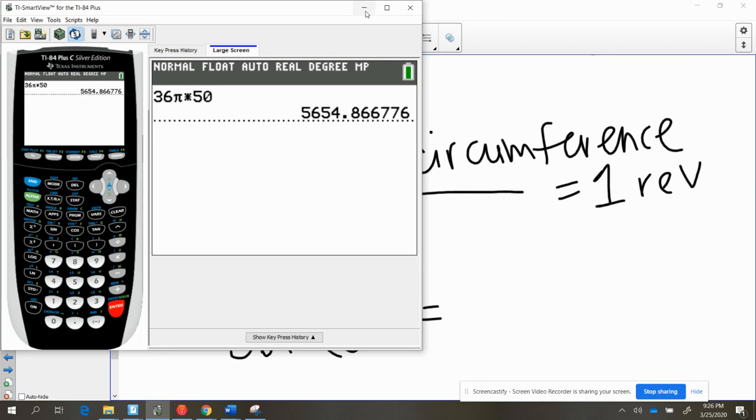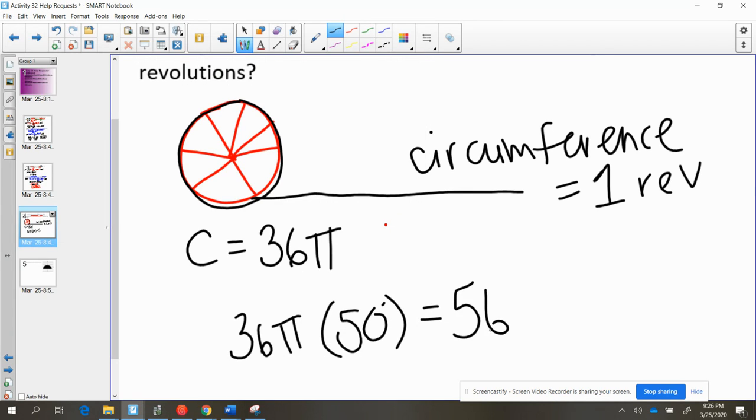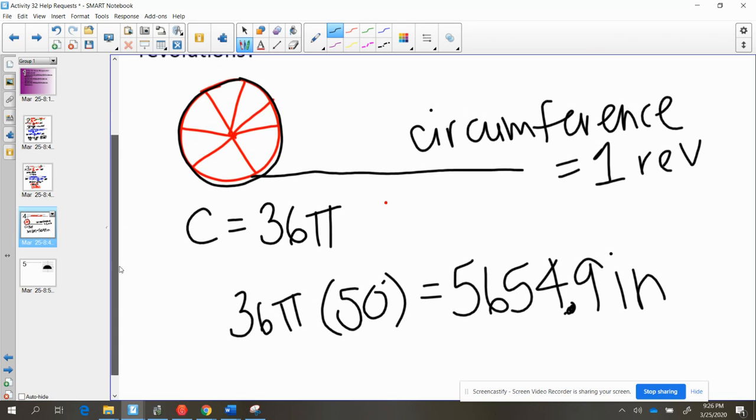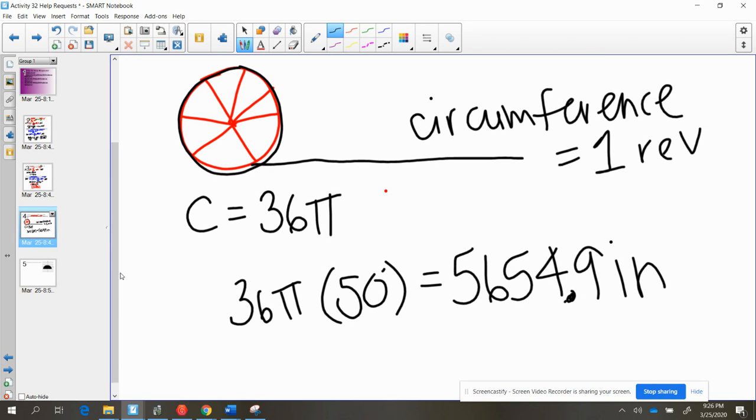5,654.9 if we round up. 5,654.9 inches is what our units were here. And a reminder, circumference is just inches. That inches squared, that's for area.